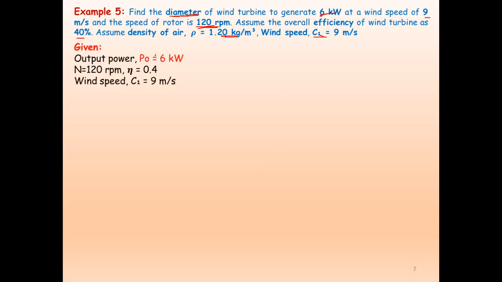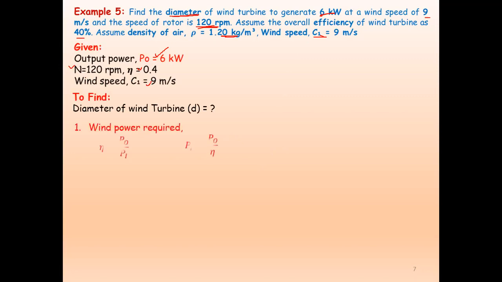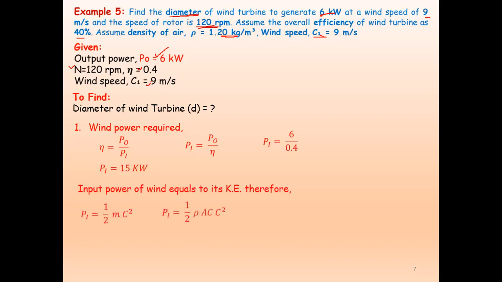So first output is given, 6 kilowatt, then speed 120 rpm, efficiency 0.4, and wind speed 9 meter per second. So we have to find out diameter. Same formula we can take. Efficiency is equals to Pu upon Pi. So from that we can directly find out the input power. Now this input power is equals to kinetic energy, that is nothing but 1/2 mc square.